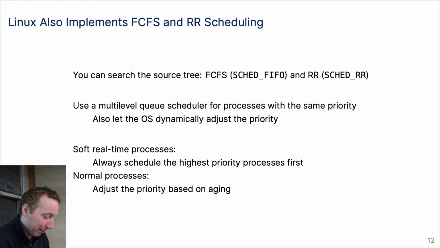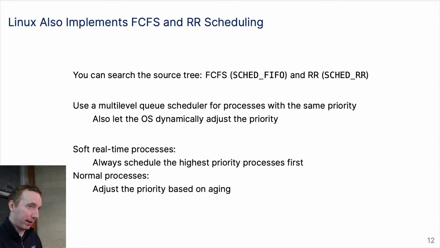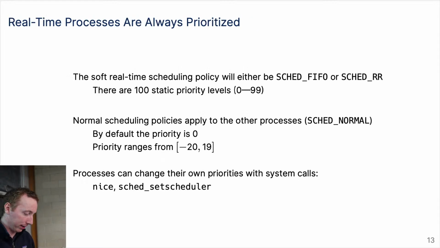On Linux, there are going to be two types of processes. There are soft real-time processes, where it always schedules the highest priority process first. And then there are normal processes that adjust priority based off aging and do some other things. We'll see the actual scheduling algorithm, but this is enough to understand what the priorities are and what top is telling us. On Linux, the soft real-time processes are always prioritized, and they'll either be scheduled with first come, first serve, or FIFO, or round robin.